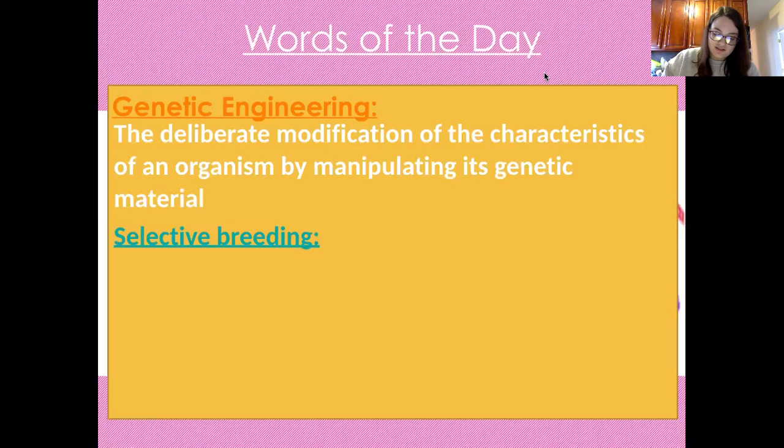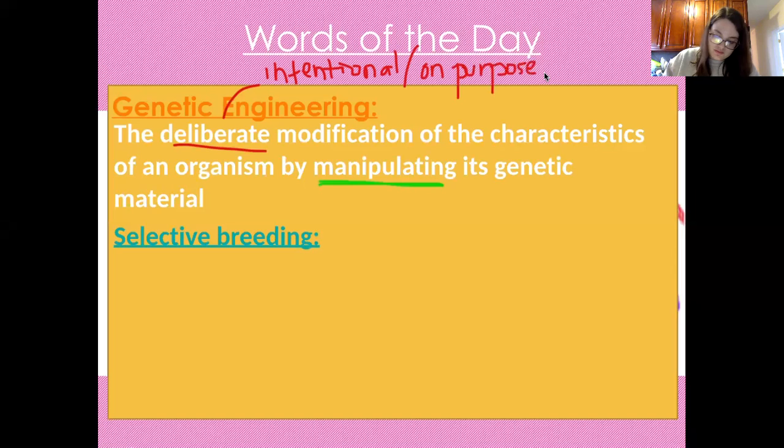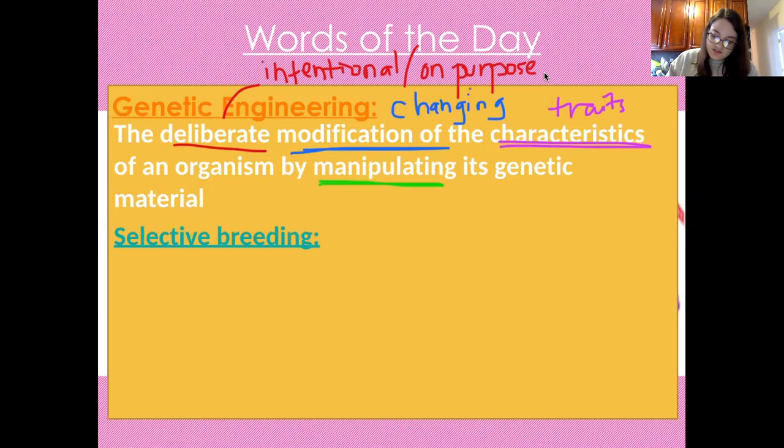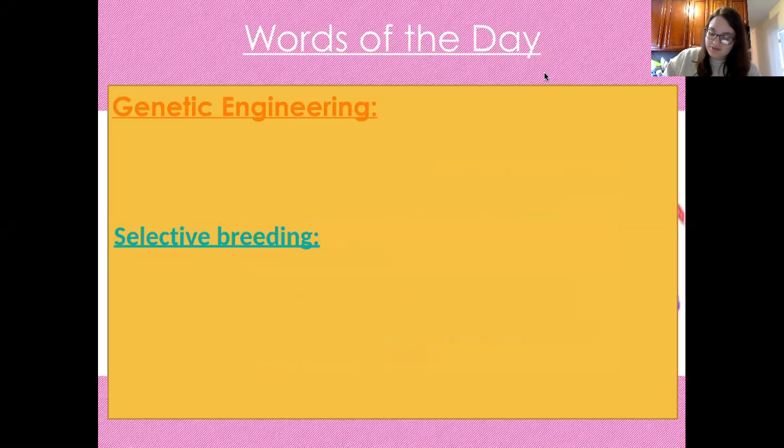Did I just lose all of that? I think I did. All right, I lost all that text, but I'll write it again. But to recap, when we say deliberate, we're talking about intentional or on purpose. When we say modification, we're talking about changing something. I guess I can break one more down for you. When we say characteristics, we're talking about traits. And finally, manipulating, we're talking about human intervention. Oh my word, did I lose it again? Guys, I keep bumping something that's ruining my slides.